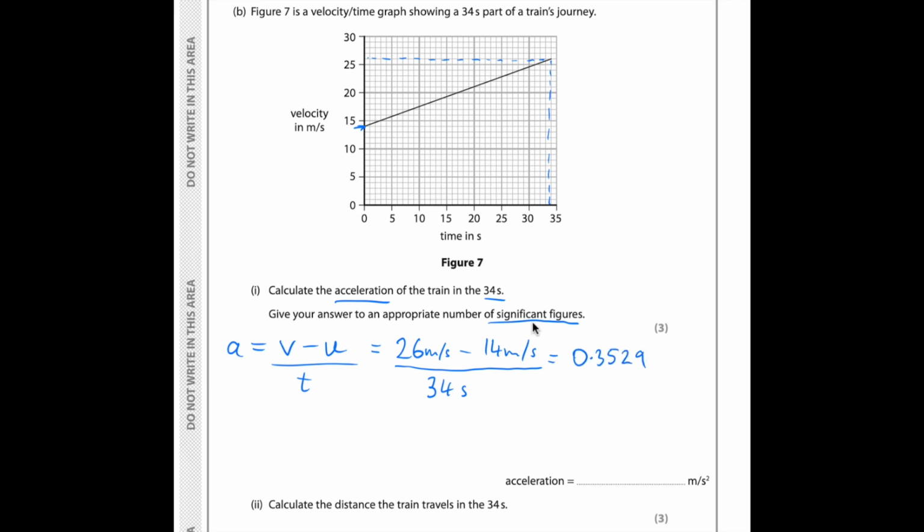0.3529. And we need to do it to an appropriate number of significant figures. Now, there's no decimal places here, but it is 2 significant figures. The only data they give us is to 2 sig figs. So we'll give it back to them to 2 sig figs. So 0 is not a significant figure. So that is our first significant figure, and that is our second significant figure. So two significant figures will be 0.35.